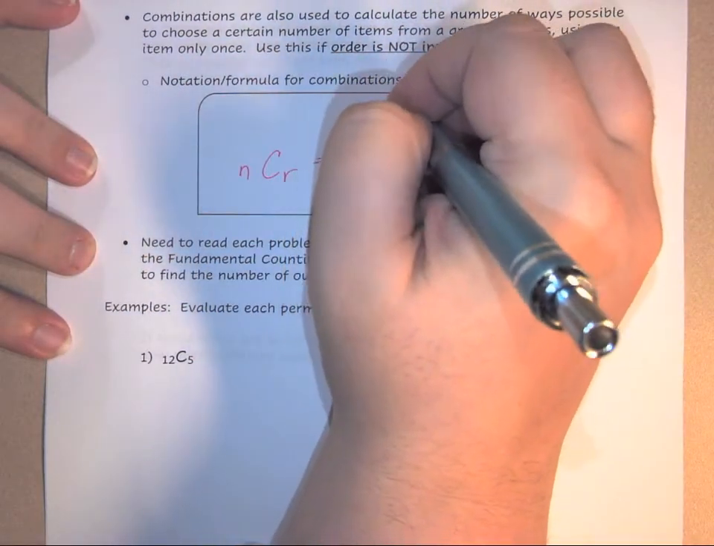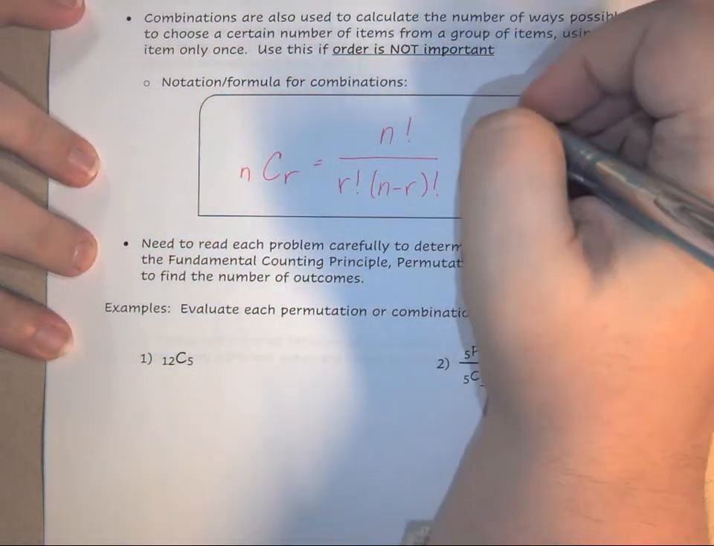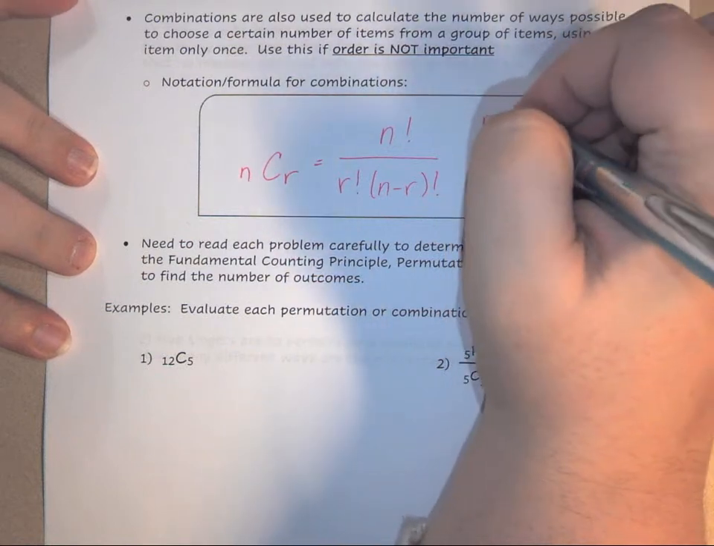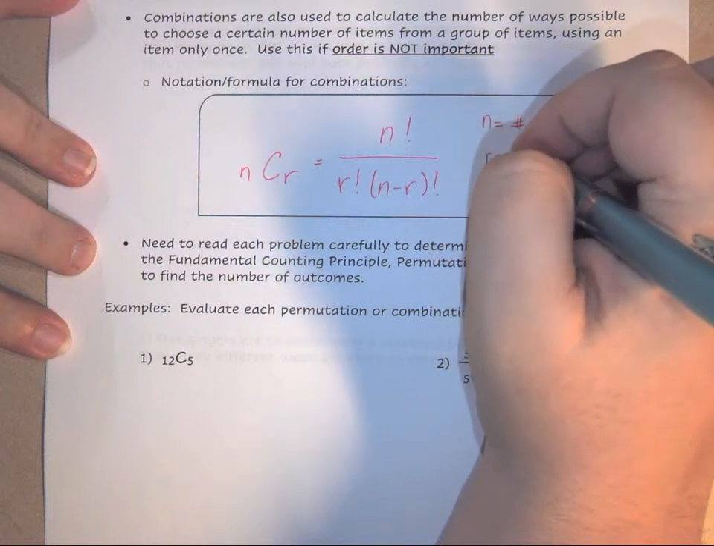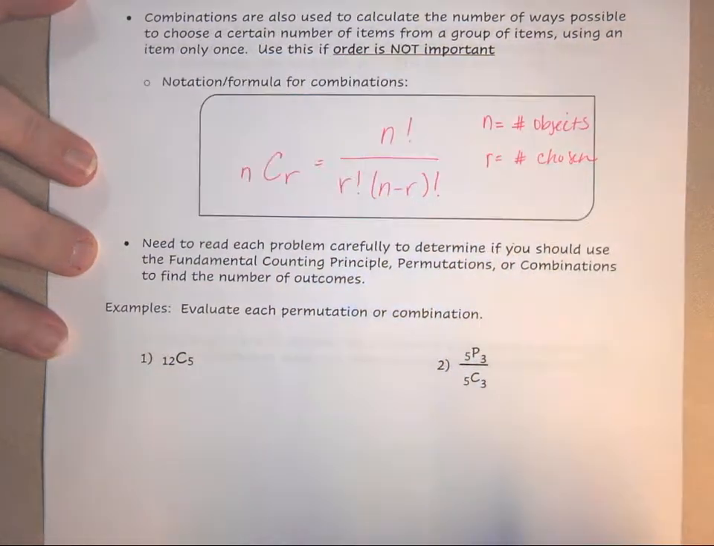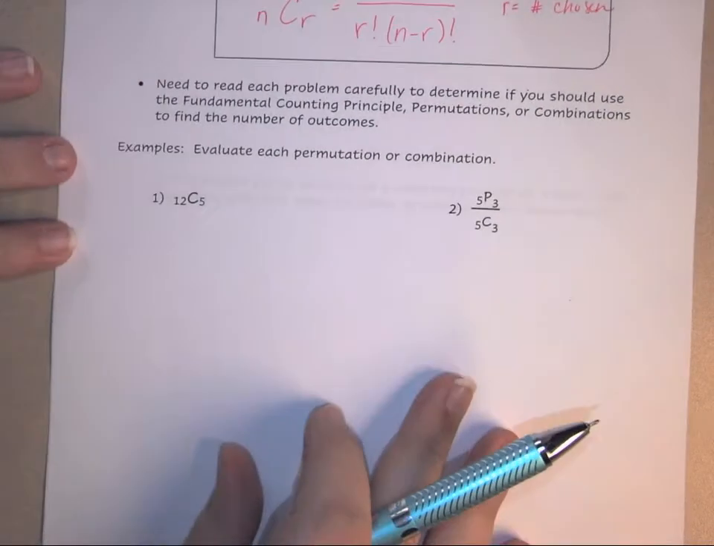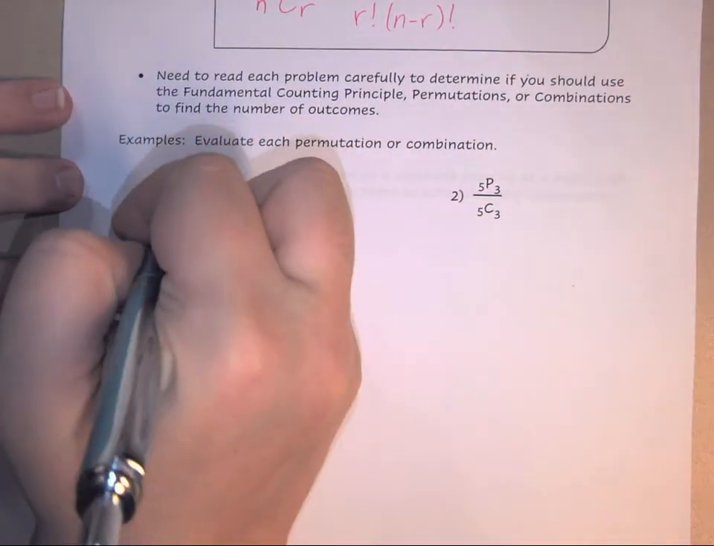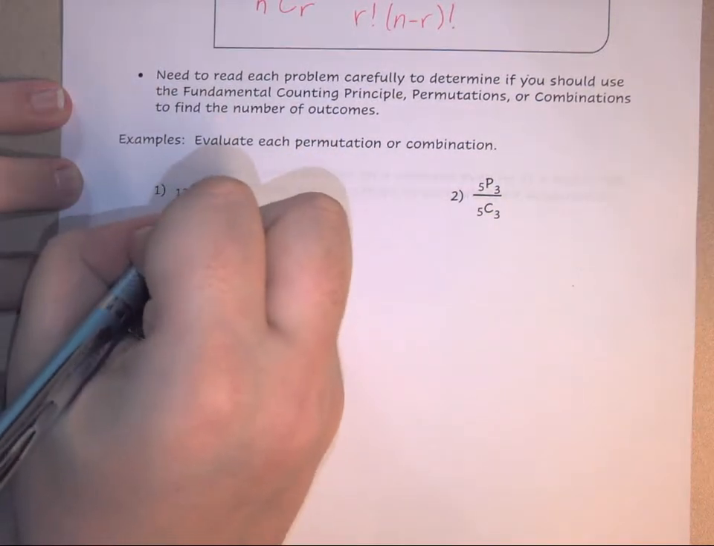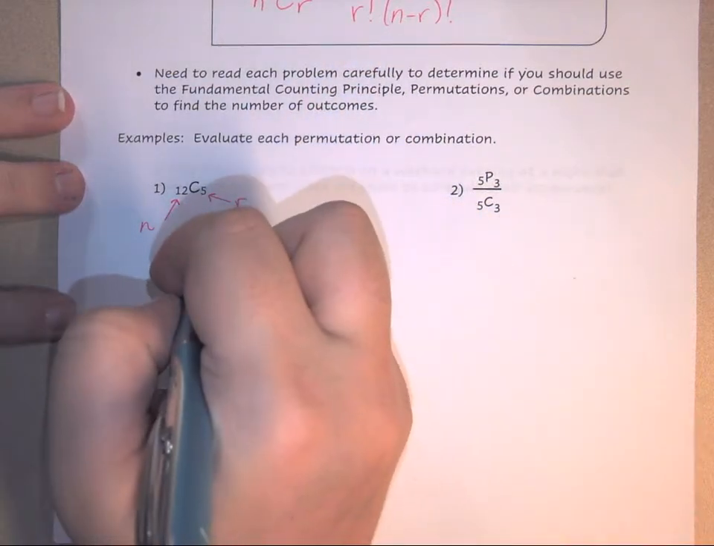So for this, we have a very specific formula. In this case, we would have nCr, where C stands for combination. And here we would have n factorial over r factorial times (n minus r) factorial. Here, my n is going to be the number of objects that I have, and r is going to be the number chosen. Now, it's very similar to a permutation, but again, the biggest difference here is that the order in which we choose an object does not matter.